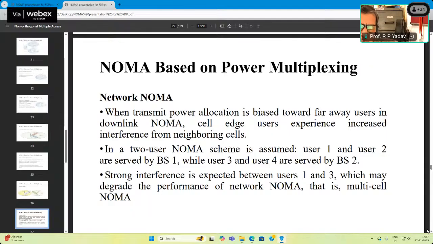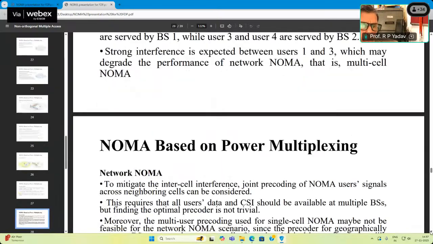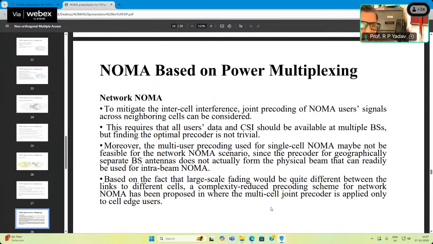These are some of the limitations of NOMA based on power multiplexing. To mitigate the intercell interference, joint precoding of NOMA user signals across neighboring cells can be considered. So you can use another technique for reducing this interference, joint precoding. This requires that all users' data and CSI, channel state information, be available at multiple base stations. But finding the optimal precoder is not such an easy solution.